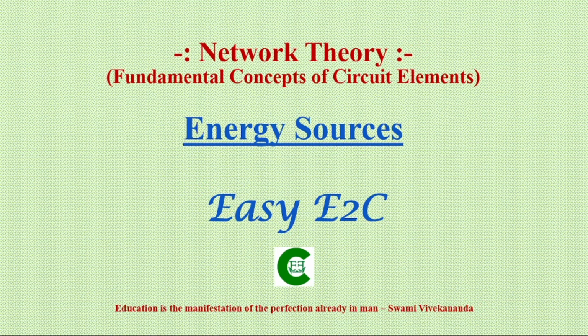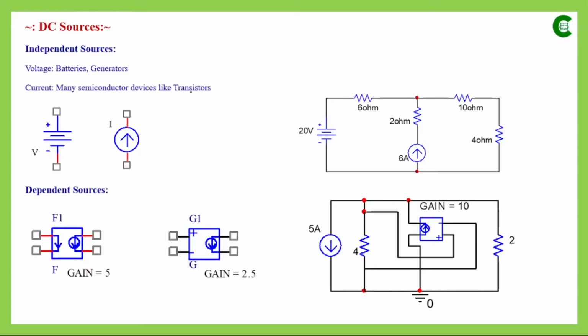So let's get started. If we broadly classify the energy sources, one type will be DC source, and another type in our electrical network will be AC source. DC sources are those where the values of the sources are constant, so they do not vary with time. DC stands for direct current. DC sources can again be broadly classified into two types: one is the voltage source and the other is the current source.